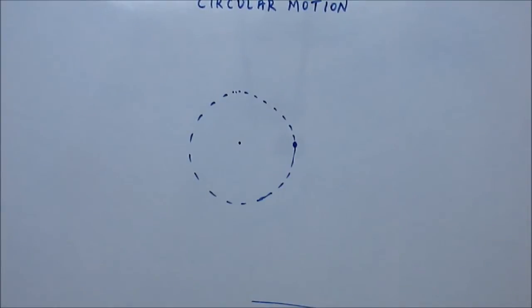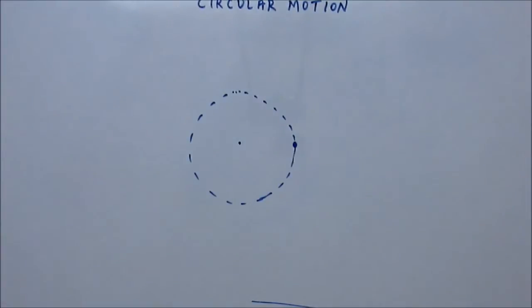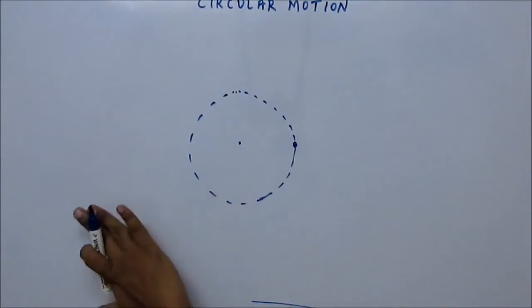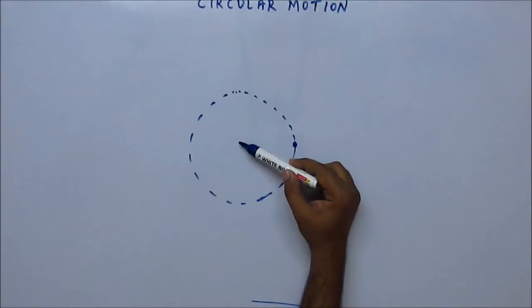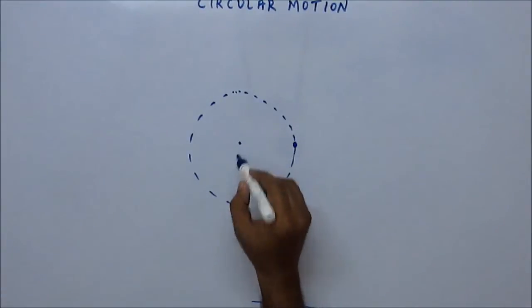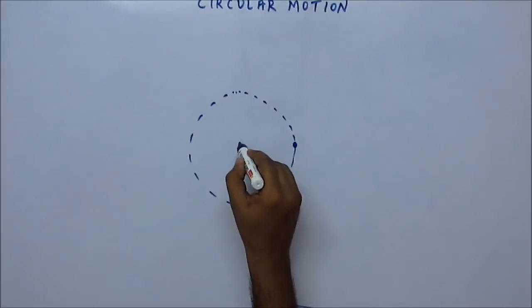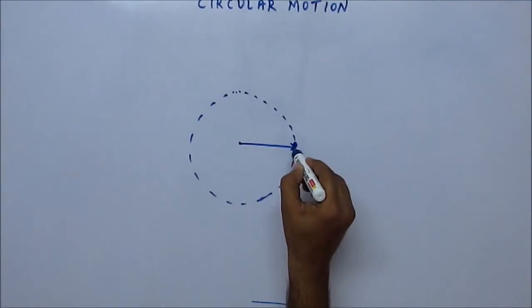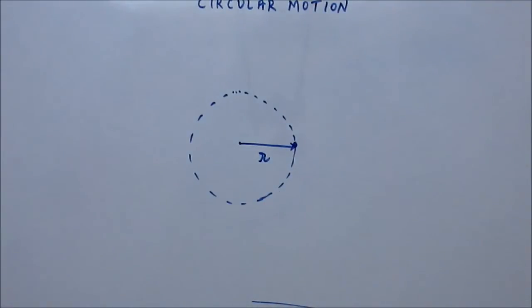Alright, so the distance could remain constant and the particle may not be in the plane, but that will not be a circular motion, of course. Circular motion has to be in a plane. The particle has to go round and round around a point that could be fixed or moving such that the distance between that point and the particle remains constant. Then it is called a circular motion. Now that point around which the circular motion is happening is called the center, and the distance between the center and the particle, which is always constant, is called the radius.